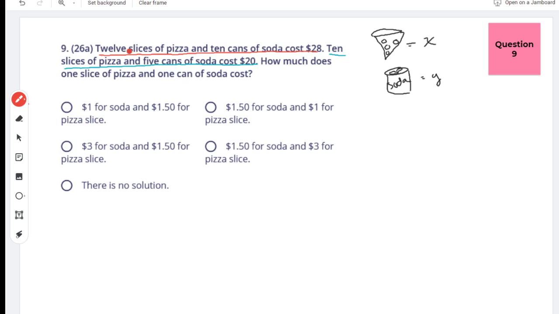So for my red equation, 12 slices of pizza would be written as 12X, and 10 cans of soda would be written as 10Y. And together, they cost me $28. Now the blue equation is gonna look the same way. So I'm going to have 10 slices of pizza, so 10X, and 5 cans of soda, which is 5Y, and those are going to add up to $20.